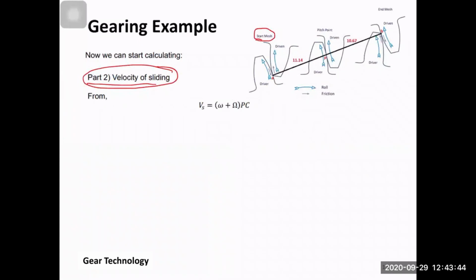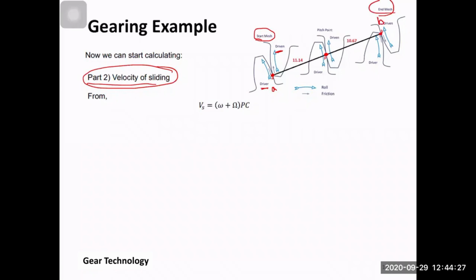I'm gonna now go to the second part of the problem, which is calculating the velocity of sliding. So if you look at the figure here on the top right-hand side, you will find that when these two teeth for the driver and the driven engage together, this here is the point of starting of engagement. We call this point A. Then these two teeth keep rotating until they reach this point P, which is the pitch point. And then they keep rotating again until they reach this point, which is the end of the mesh, point B, right?